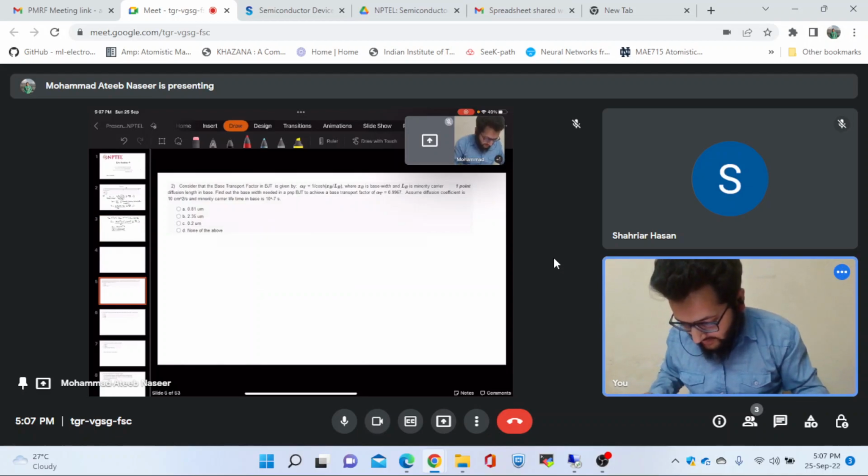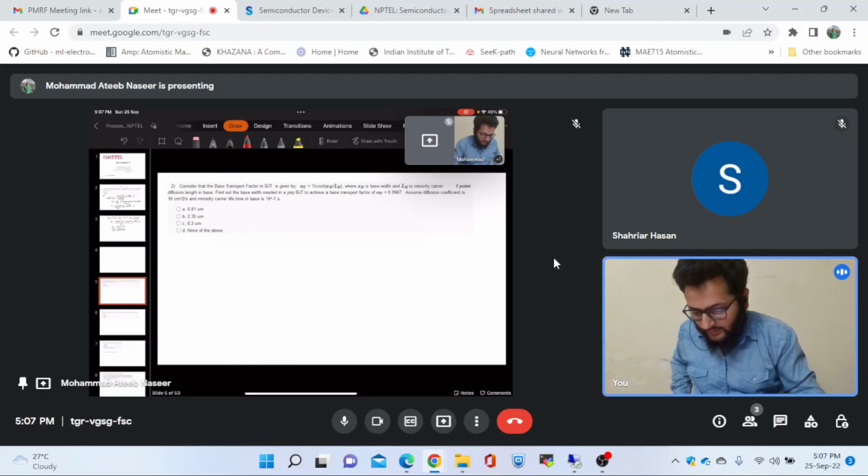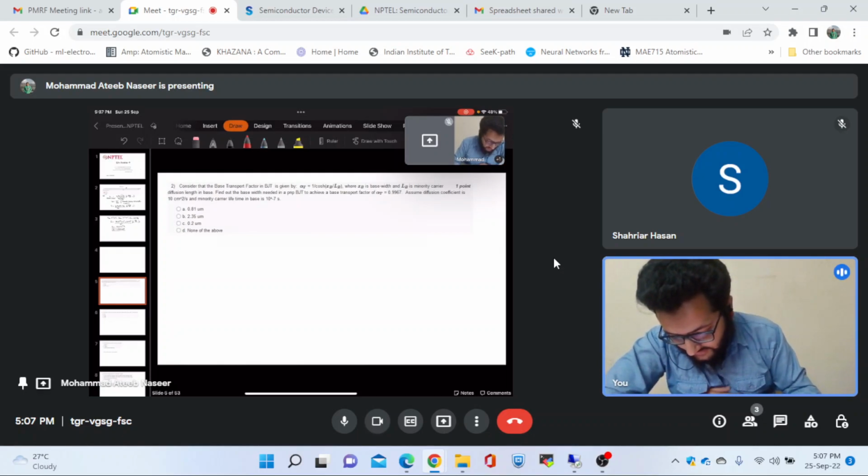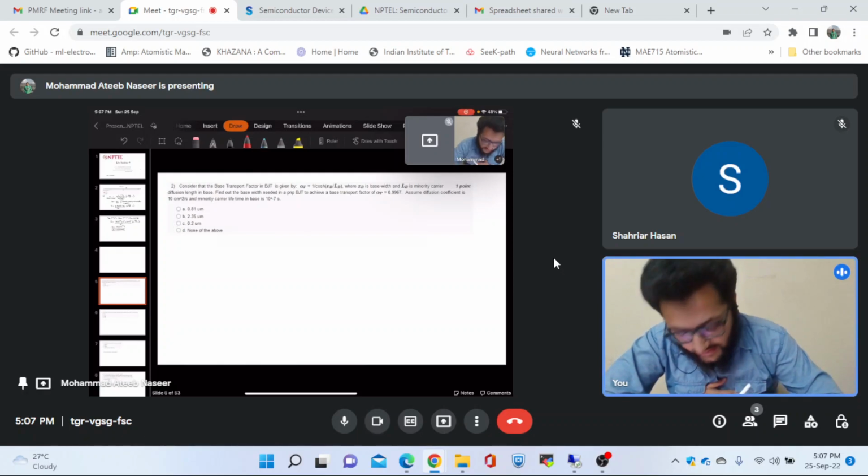Now in this second question, we have been given some transport factor for the BJT, which is given in terms of the cosh. It is given to be equal to alpha t is 1 by cosh of XB by LB, where this XB is the base width and LB is the minority carrier diffusion length.